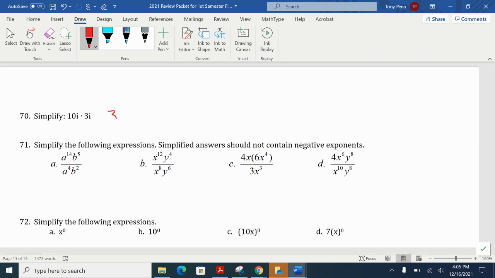70, we get 30 times, and then i times i is i squared. Same thing as number 69. That really means I have 30 times a -1. So my answer is -30.